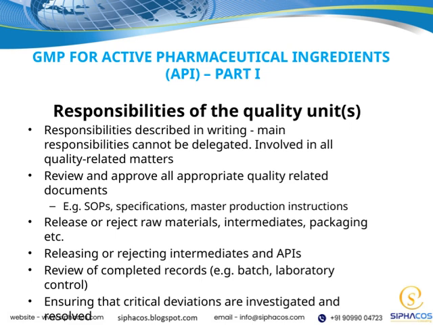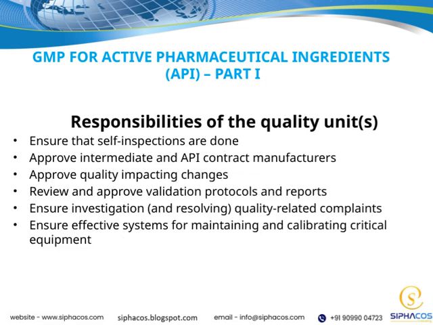All these responsibilities highlight how central the quality unit is in maintaining compliance with good manufacturing practice, or GMP, especially for active pharmaceutical ingredients, or APIs. Their role is essential in safeguarding the quality and safety of the medicines we rely on. Now, let's take a closer look at the responsibilities of the quality unit, or units. Their role is crucial in maintaining the integrity of our manufacturing process and ensuring compliance.